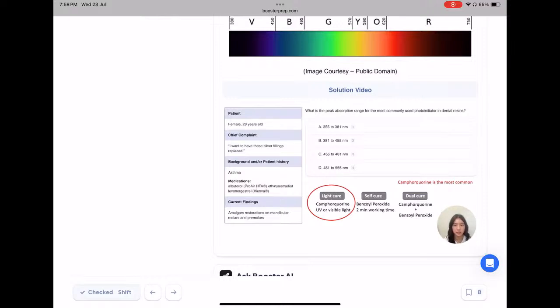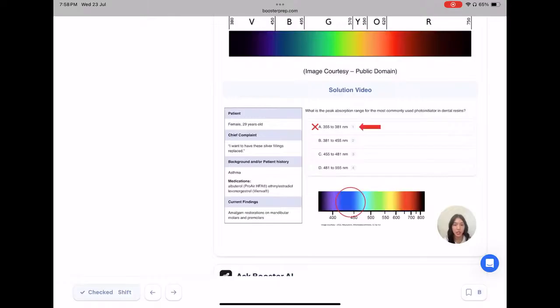So if you take a look at option A, it reads 355 to 381 nanometers. But if we think of the light that we use to cure composite resins, we know that this light is blue, and we see here that the blue light falls within this range of around 400 to 500. And we also know that camphorquinone is activated at 468 nanometers. So if we take a look at the options, we can see that A is well below this range that we are looking for, so it's incorrect. So like I said, we're looking for 468 nanometers, which is in that blue light spectrum.